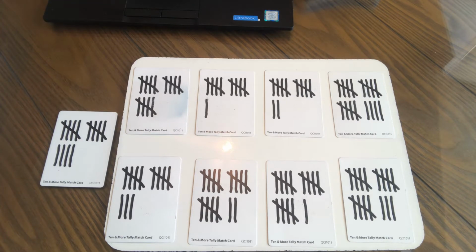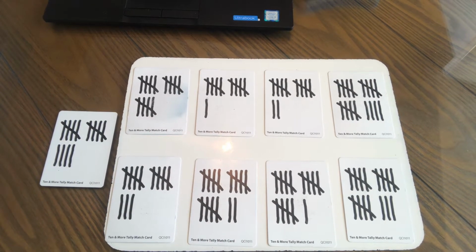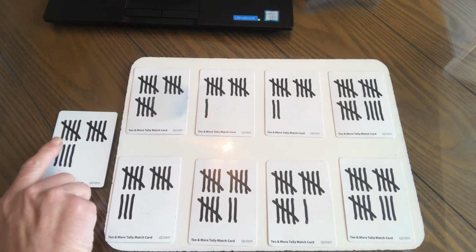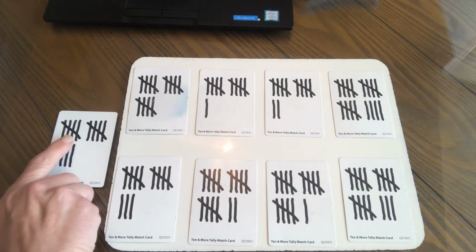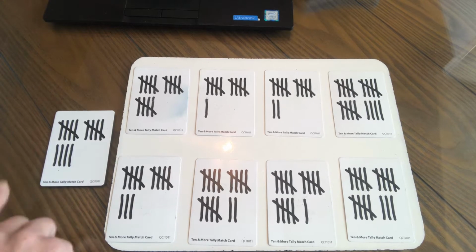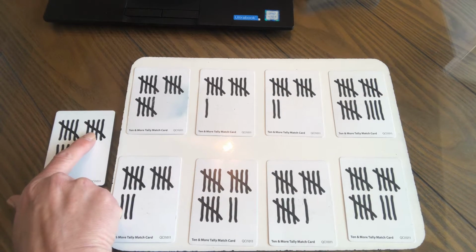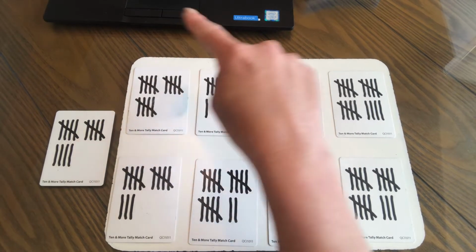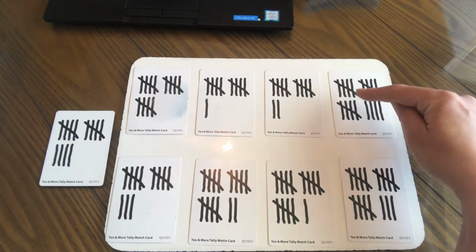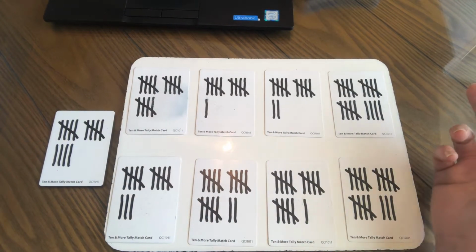I notice how each card has some groups organized into fives. Like I notice each one of these lines is a tally and we've got 1, 2, 3, 4, 5. So instead of counting them one at a time, I can count by fives. 5, 10, 5, 10, 15, 5, 10, and so forth.